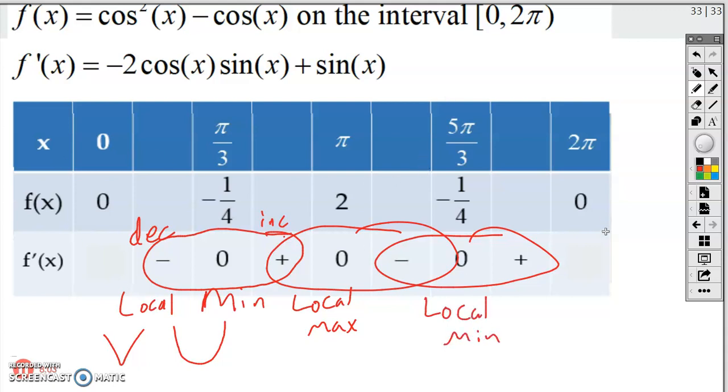Now, these sign tables will help you figure out whether it's a local max or a local min, but you're going to need to use words when you're explaining your answer. So you would say there is a local max when x equals pi at 2. And keep in mind that the max is 2. The max is not pi, and the max is not the point necessarily. The max is the y value. So you'd say the max is 2, and you can tell it's a local max because the derivative changed from positive to negative.